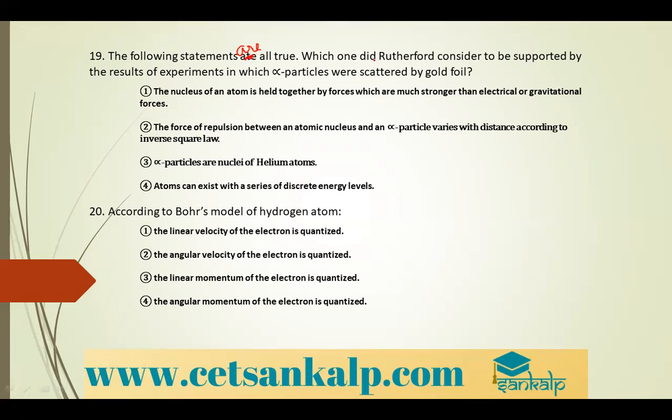The following statements are all true. Which one did Rutherford consider to be supported by the results of the experiments in which the alpha particles were scattered by gold foil? As you know, some of the alpha particles were found to be scattered at very large angles in spite of having very high kinetic energy. From this, you would have understood that the alpha particles were coming very close to the nucleus.